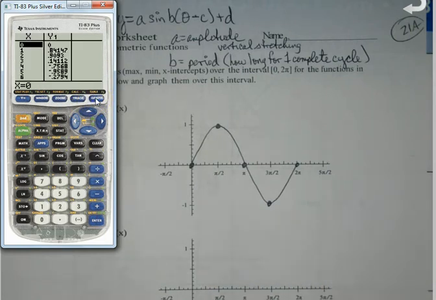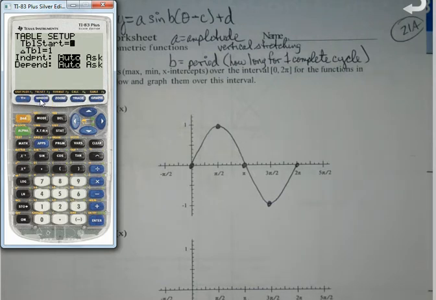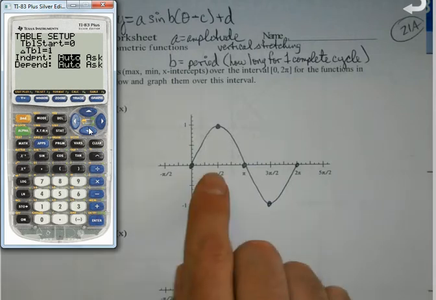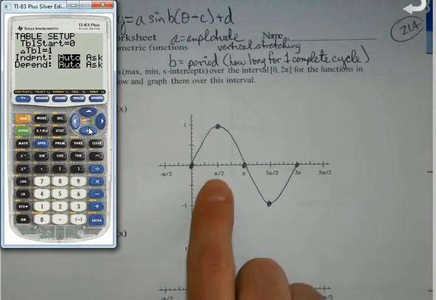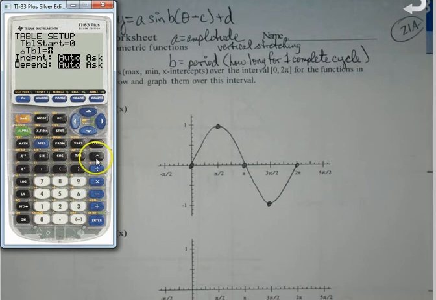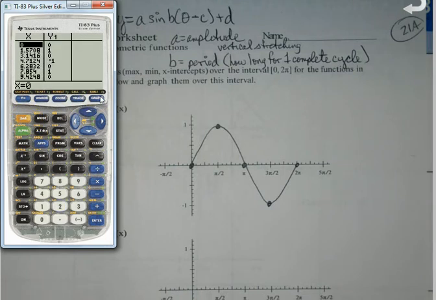You're like, well, where are all the whole numbers like you had? What you would have to do is reset your table. So, second window. Normally it counts by ones. I can set it up to count by anything I want. If I want it to be counting by pi over 2's, I can do that. Second, and my caret button would get me that, and I could set it to do pi over 2, and there's all my zeros and ones and negative ones.